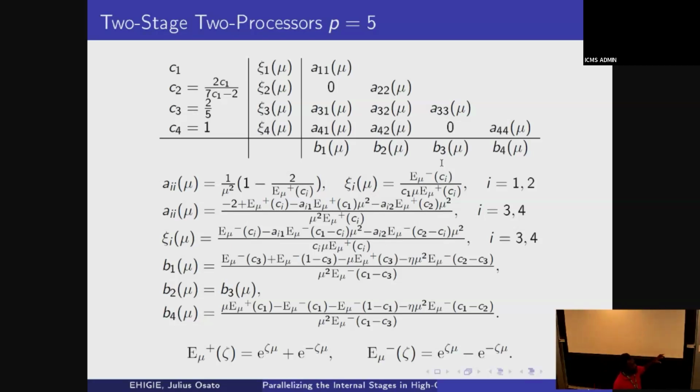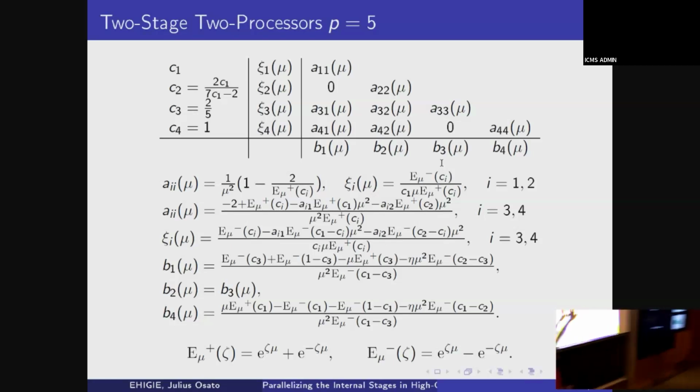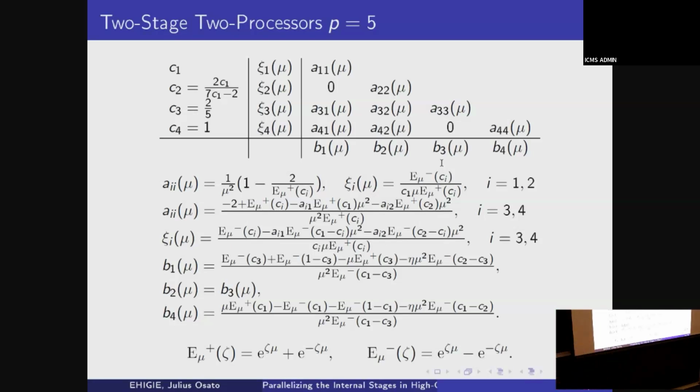But for this, I have a 2-stage method with 2 processors. So I compute this first, compute this on another processor, and I put the results, Y1 and Y2, into these two. And it becomes like a 2-stage method with 2 processors. And it's possible for me to get a method of order 5 too.